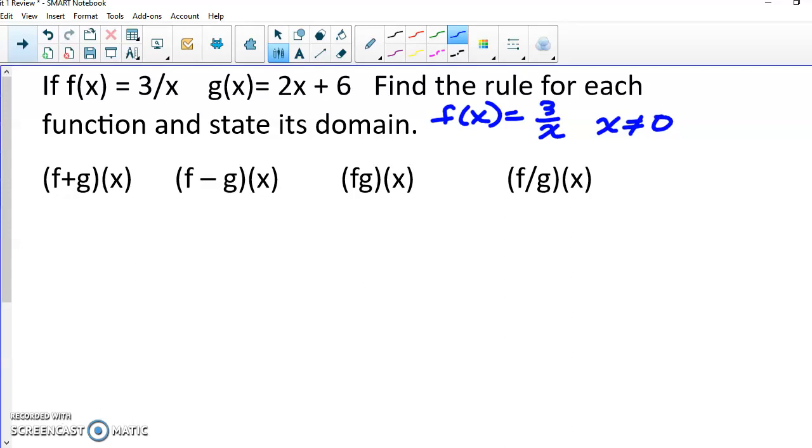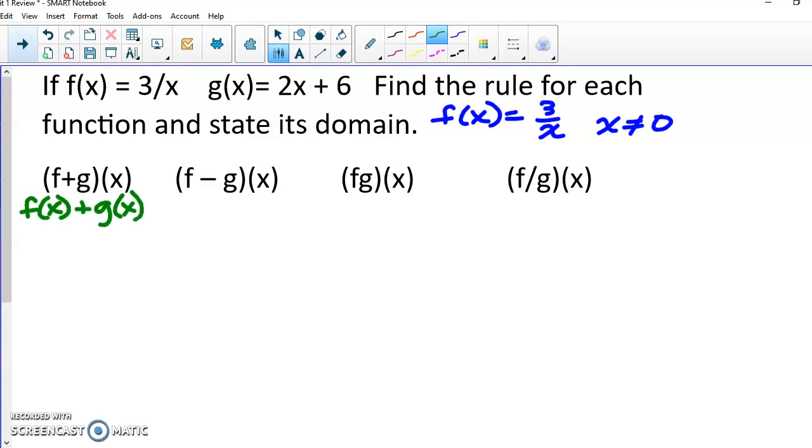All right, when I look at g of x, that has no restrictions. We do not have an even index. We do not have any fractions, so we can move on and then start bringing these together with arithmetic. Our first one here, we have f plus g of x. So we will then take f of x plus g of x.